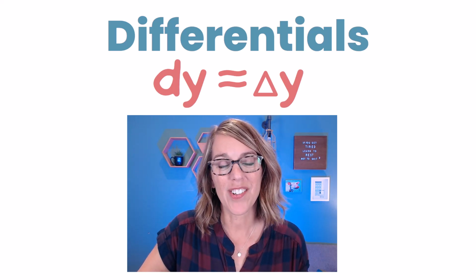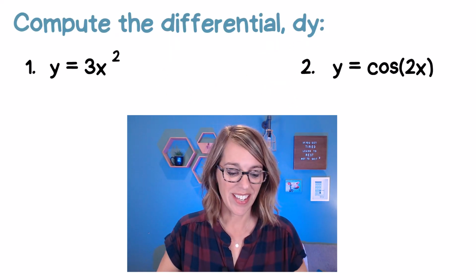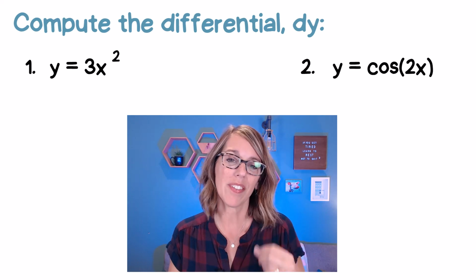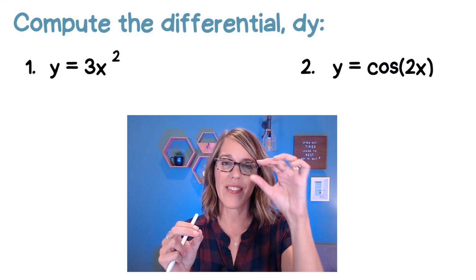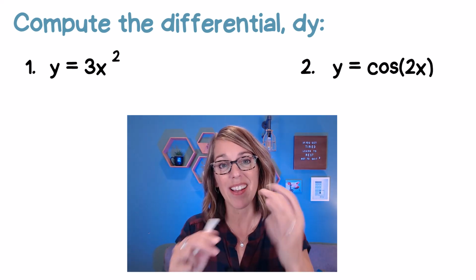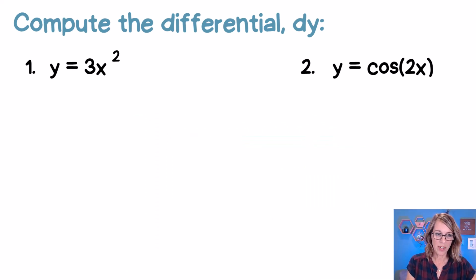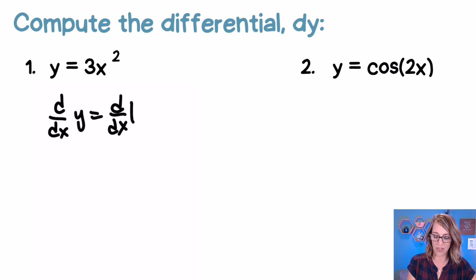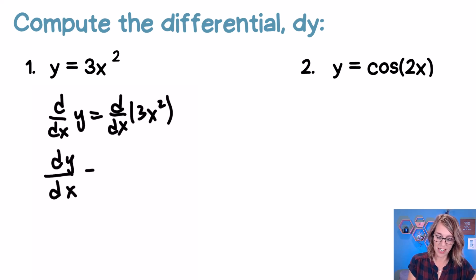Let's learn about differentials. I want to go ahead and start with these examples. As I'm looking for the differential, I'm really separating the dy and the dx when I take that derivative. So when I do that first example, I'm going to take the derivative. So d dx of y is equal to d dx of 3x squared. So we get dy divided by dx is equal to the derivative of 3x squared. Power rule gives me a 6x.